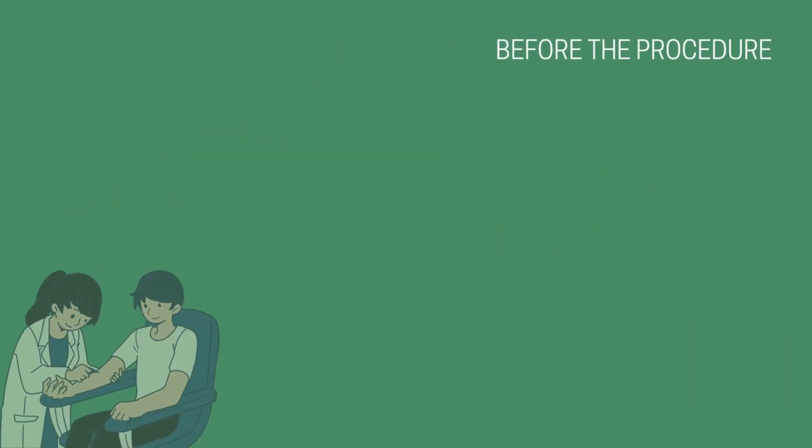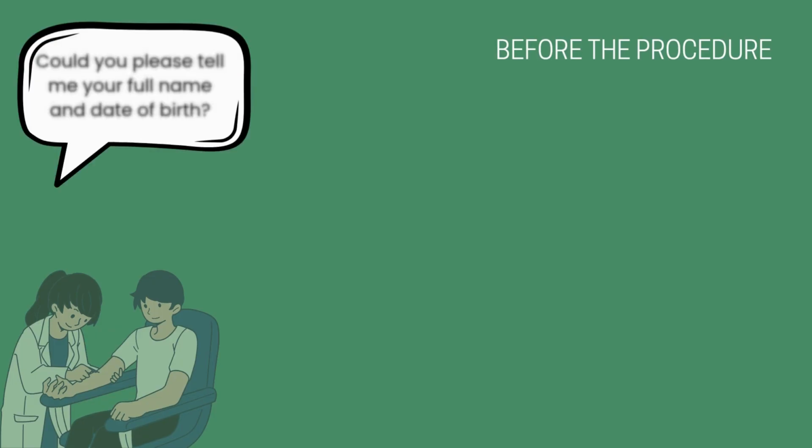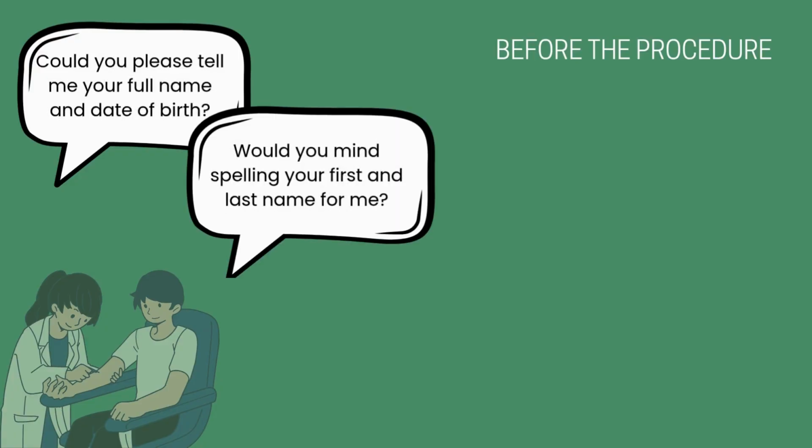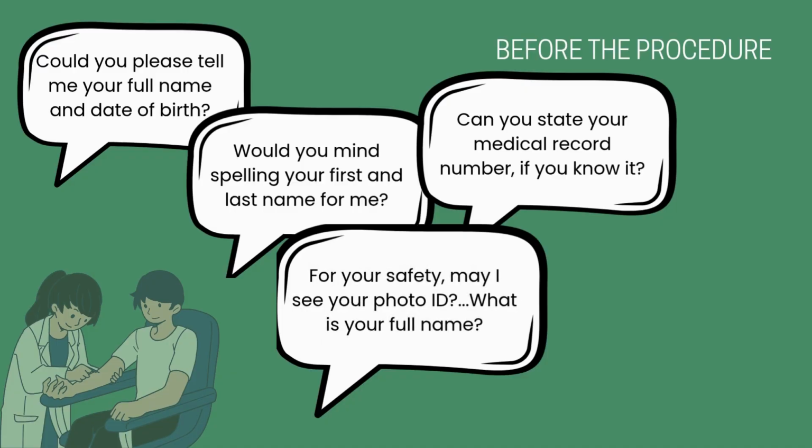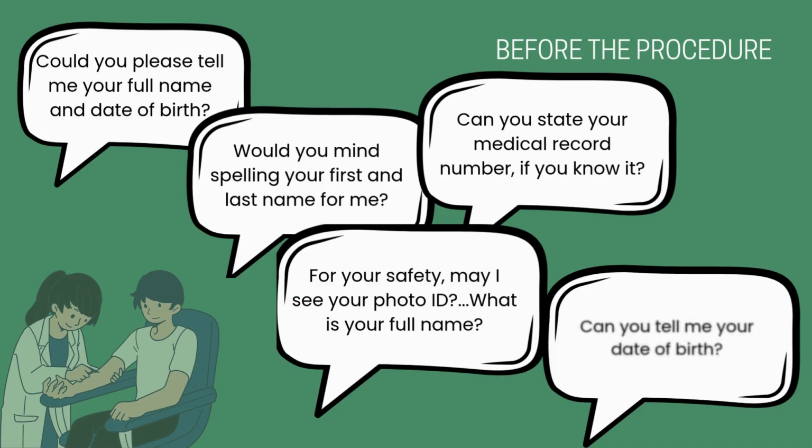Here are some effective and safe ways to ask patients for their identification during phlebotomy. Could you please tell me your full name and date of birth? Would you mind spelling your first and last name for me? Can you state your medical record number if you know it? For your safety, may I see your photo ID? What is your full name? Remember, let the patient say it rather than just confirming. Or can you tell me your date of birth?